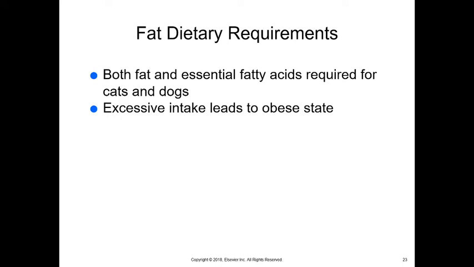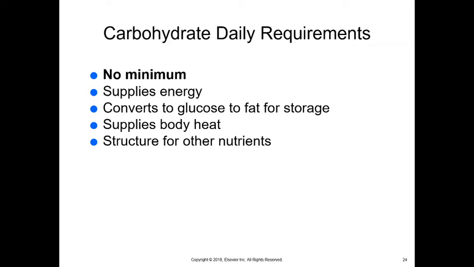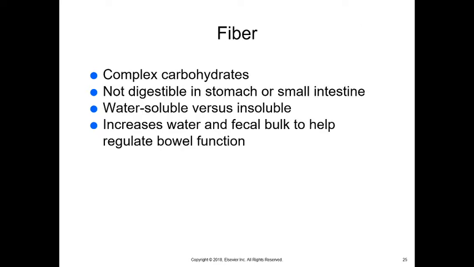Both fat and essential fatty acids are required for cats and dogs. We just have to be really careful about excessive intake, because that can lead to an obese state. Carbohydrate daily requirements, there is no minimum. Carbohydrates do supply energy, but they are not the primary source of energy for meat eaters. They do convert glucose to fat for storage, so we do have to be careful about that. They do help to supply body heat and structure for other nutrients.